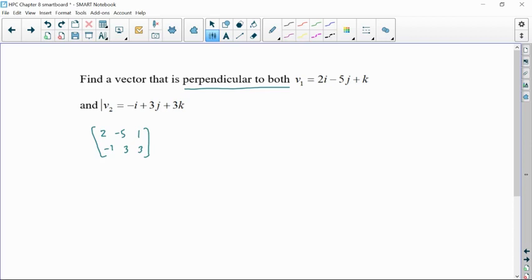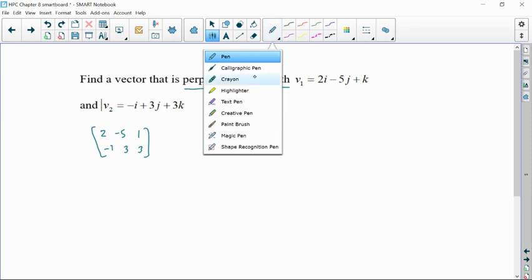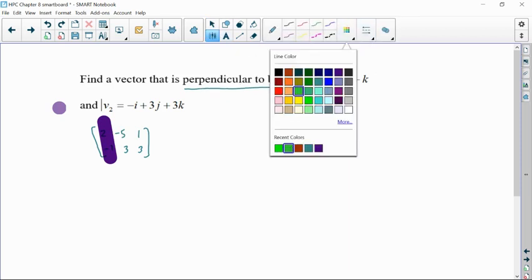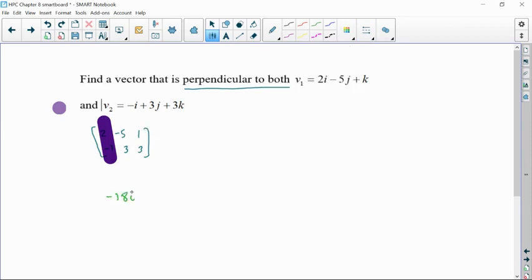And then again, you're going to think about, if I go to highlight and I pick a darker color like this, so you're just going to ignore that first column and find the determinant of the remaining square matrix. So I'm going to have negative 5. Go to my pen here. And let's pick green. Okay, so negative 5 times 3 is negative 15 minus 3. So negative 15 minus 3 is negative 18. That'll be the i component. Remember, the j component is always its opposite.